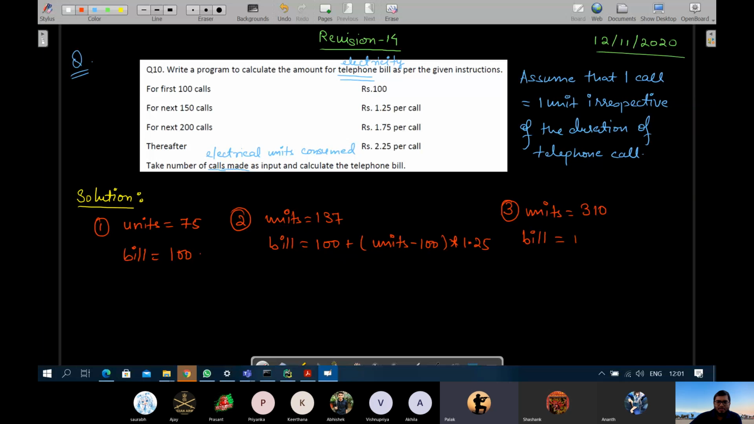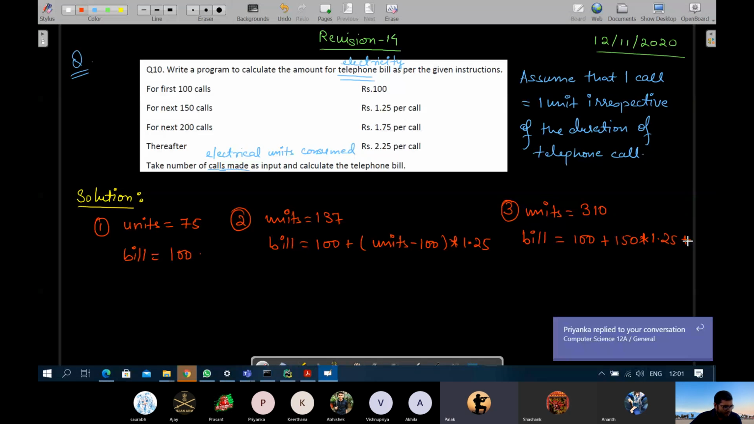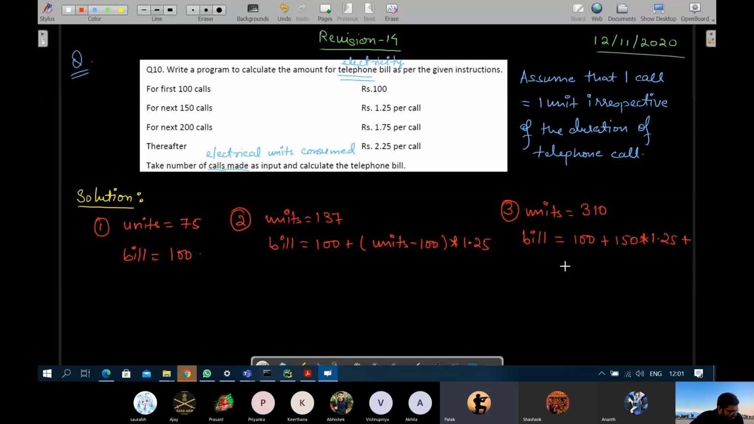Sir, 100 calls will cost 100. For 100 units, 100. Right? Yes. Then 150 into 1.25. Then for the next 150 calls you will pay 1.25. And then it becomes 250. And for the remaining calls beyond that, into 1.75 plus the first 250. Priyanka, just see here, you will understand where you went wrong in your expression.